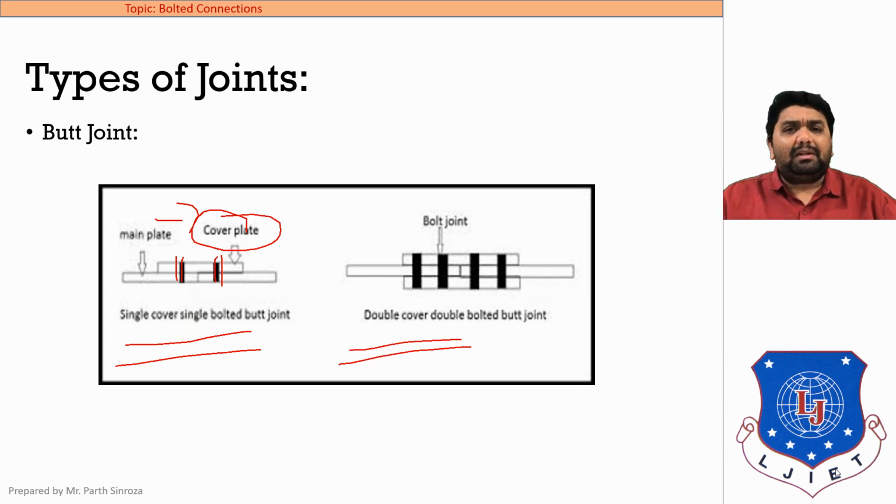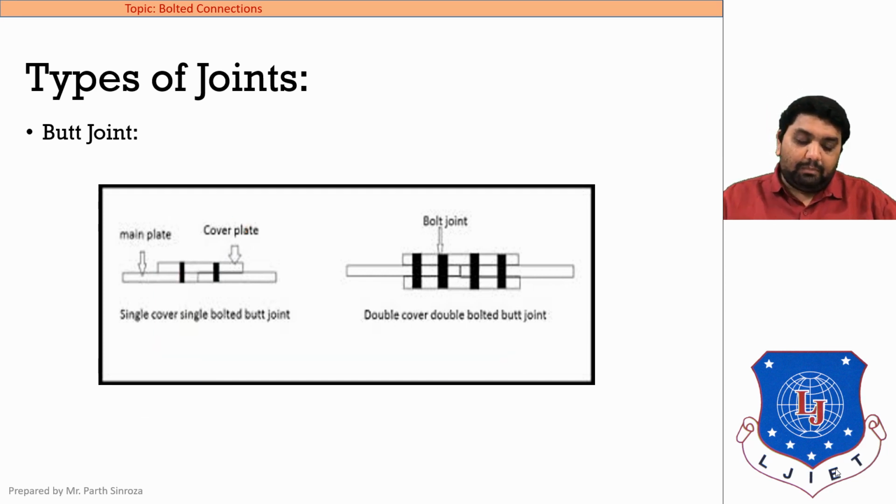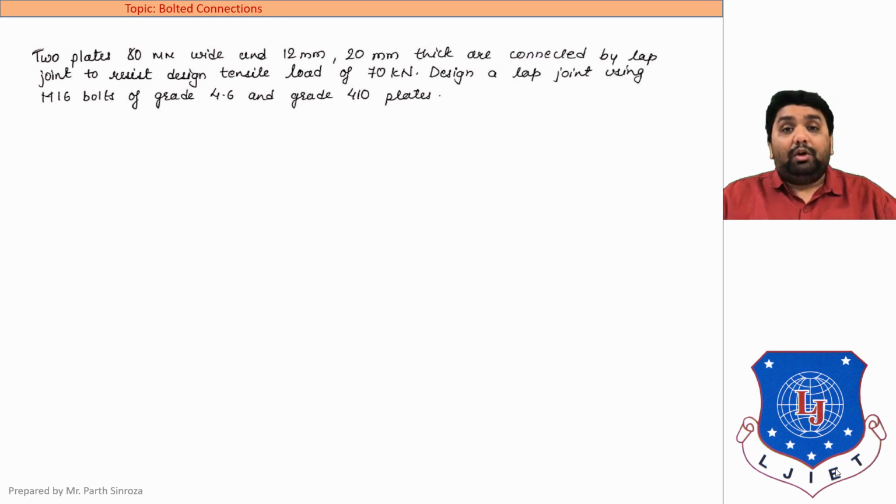The single bolted and double bolted we will not be seeing in this semester. We will just refer to them as single cover butt joint and double cover butt joint. Clear? The basic difference is the covers. If the cover is provided only on one side, it is called a single cover butt joint. If the covers are provided in both directions, on the top side and bottom side, they are called double cover butt joints.